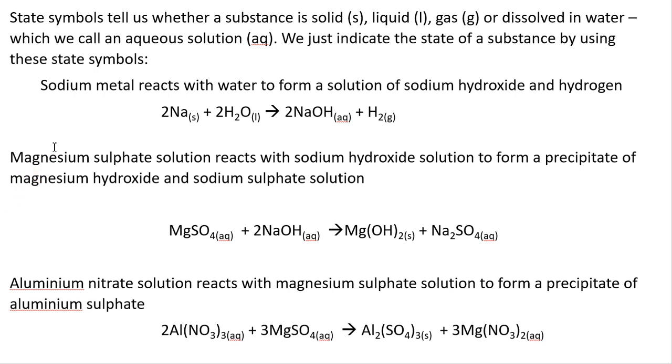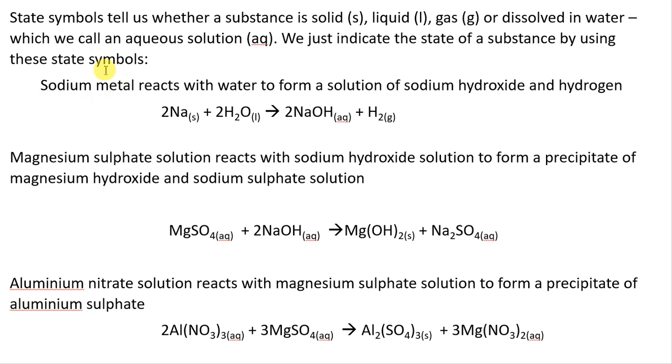State symbols just tell me the physical state that I find something in a reaction. S for solid, L for liquid, G for gas. If something is dissolved in water, we call it an aqueous solution, and we abbreviate that as AQ. And all we do is to indicate the state of a substance by using the state symbols.